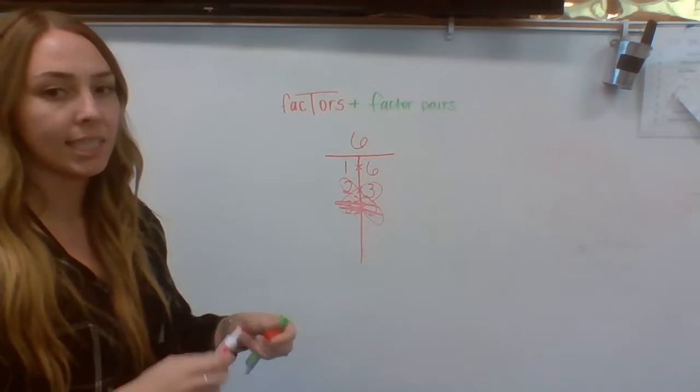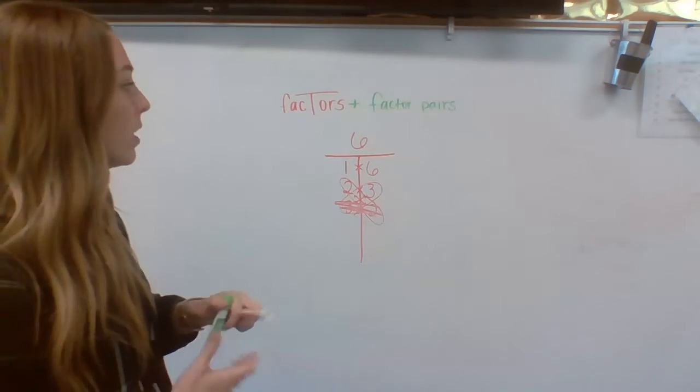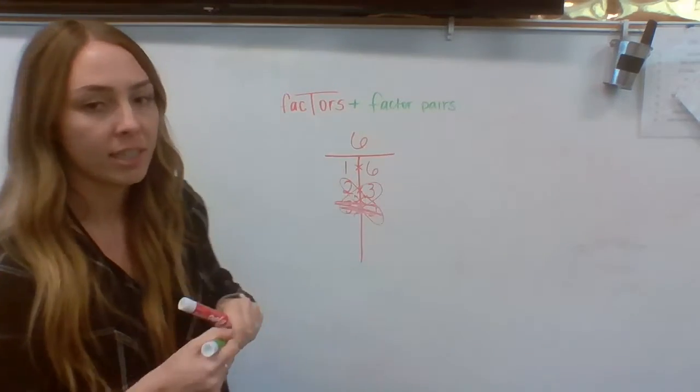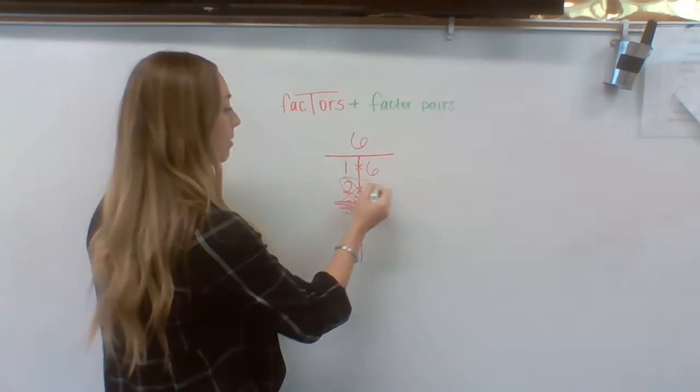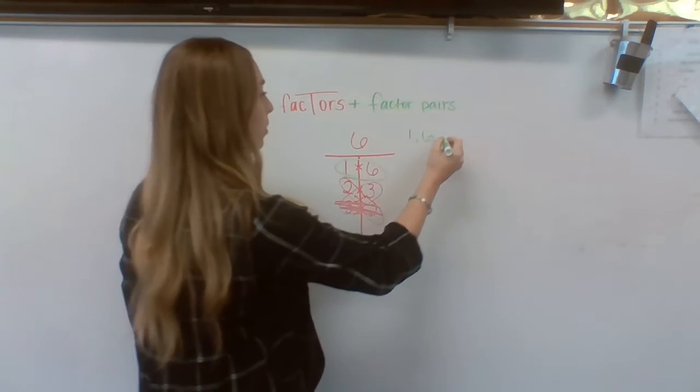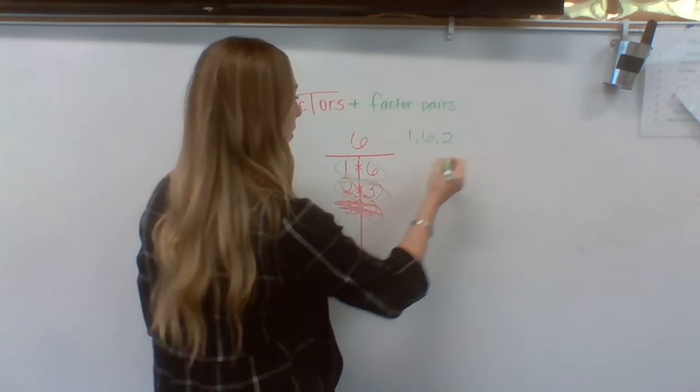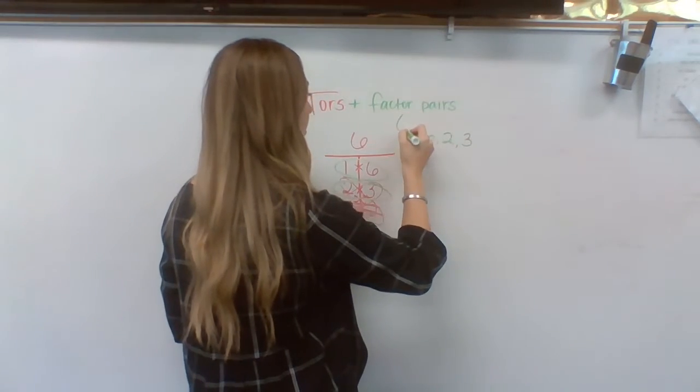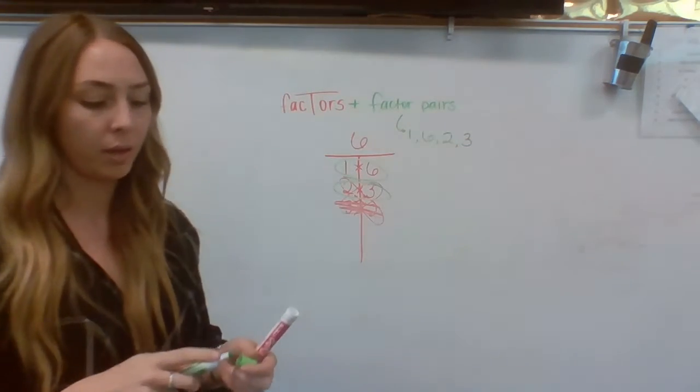In fact, I don't have to list it twice either. So what are the factor pairs of 6? If I were to list them out, I would say 1, 6, 2, and 3. The factor pairs of 6 are 1, 6, 2, and 3.